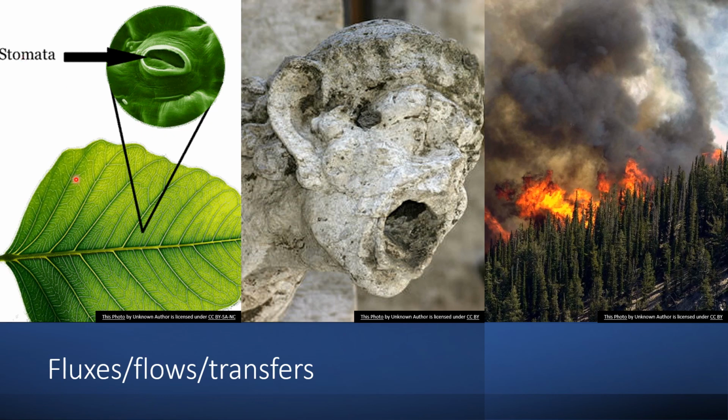The first on the left here, with this last green leaf with stomata, this is a photosynthesizing leaf, and during the process of photosynthesis, what we're doing is moving carbon from the atmosphere into that leaf, into the biosphere in this case.